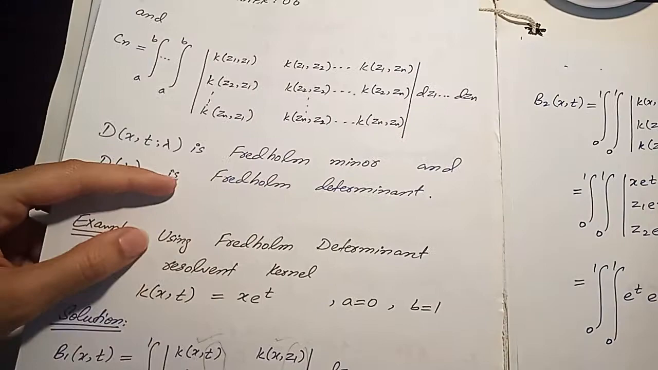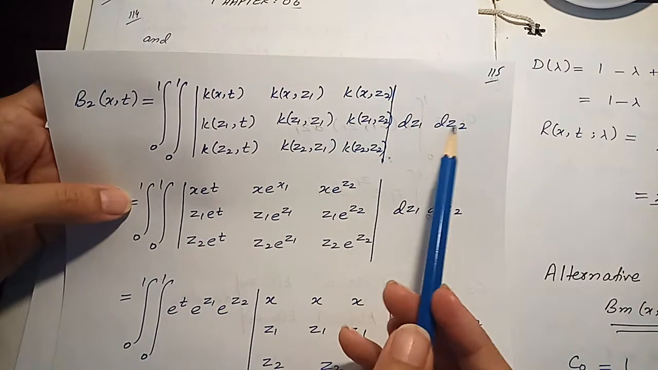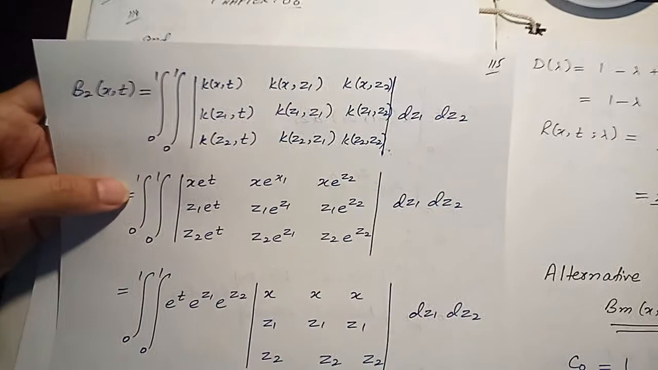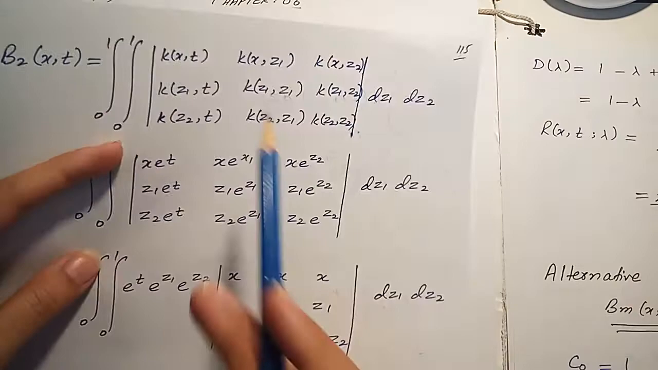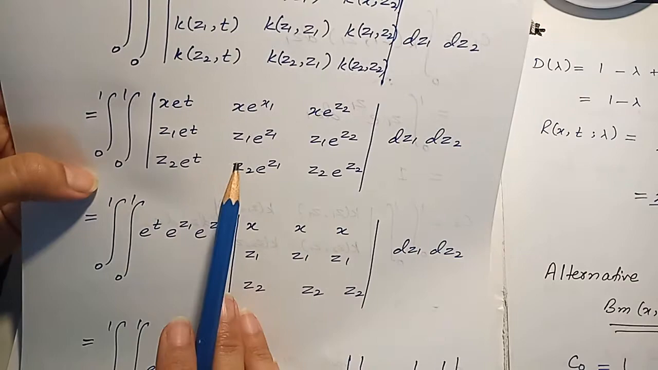For B2, you have to write your determinant until z2. So it will be your 3 cross 3 determinant, and integrations will be 2 times, dz1 until dz2. Now you are going to plug in all these values here using the kernel given in your question. You are just going to replace these terms with these variables and you will get this. Now you have to expand your 3 cross 3 determinant, and you know very well how to expand it.